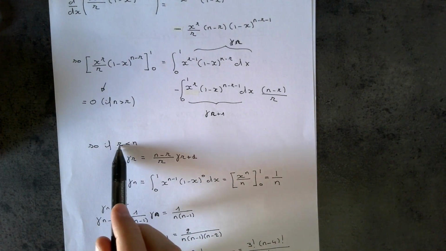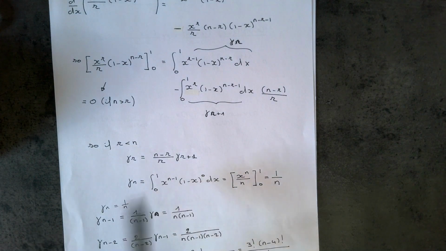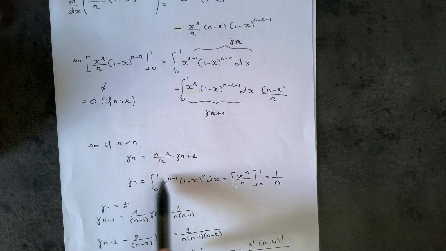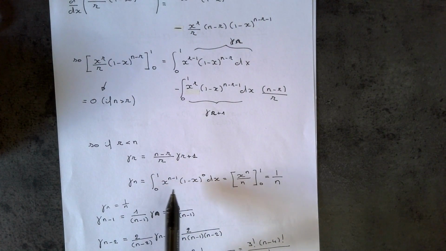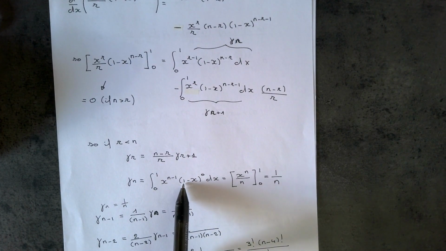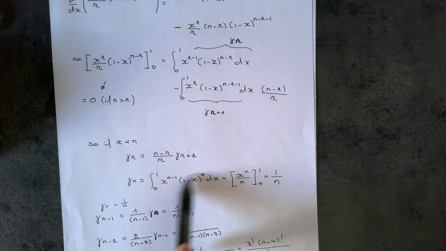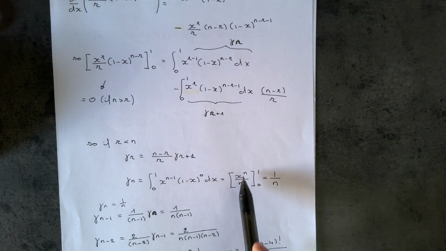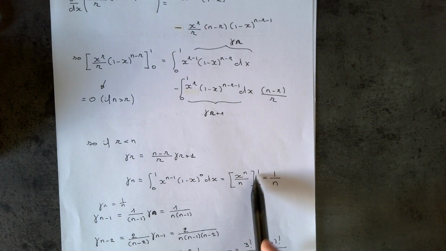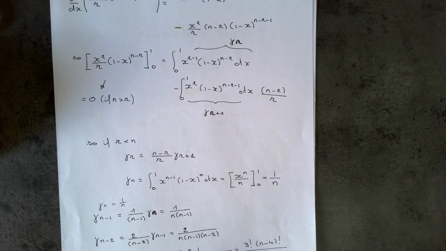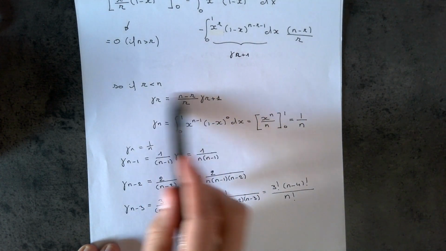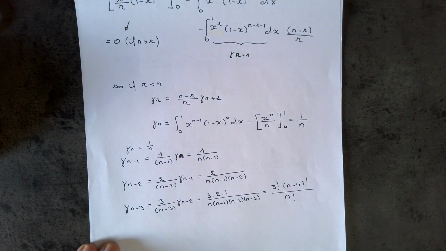If we put r equal to n, well, then gamma n, we know the expression for gamma r. So gamma n is this integral here, x to the power n minus 1 times 1 minus x to the power 0. The latter here is equal to 1. And the former here, you can simply integrate it. You get x to the power n divided by n, evaluated from 1 to 0, which simply evaluates to 1 over n. So to summarize, we have gamma n is equal to 1 over n, and then we have this recursive definition for all the other values of r.